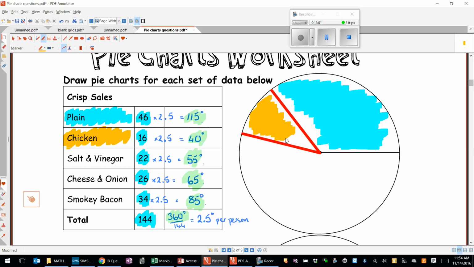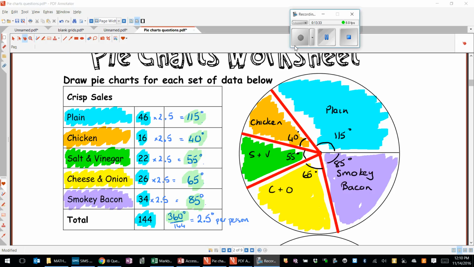so when we measure, this angle here should be 115 degrees. This angle here should be 40 degrees. And when we're finishing off our pie chart, we should be labelling it. So, plain. Or you can do a key, but we've got to make sure we label it. So I'll let you see whether you can finish it off.